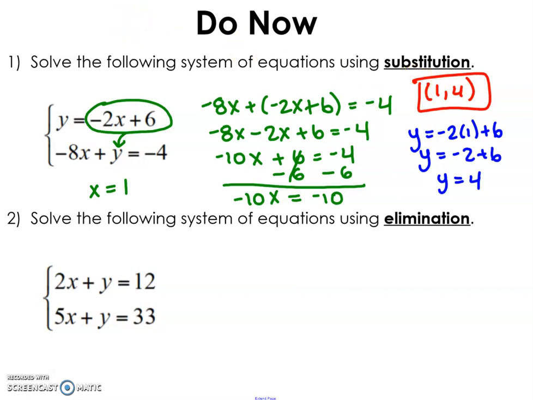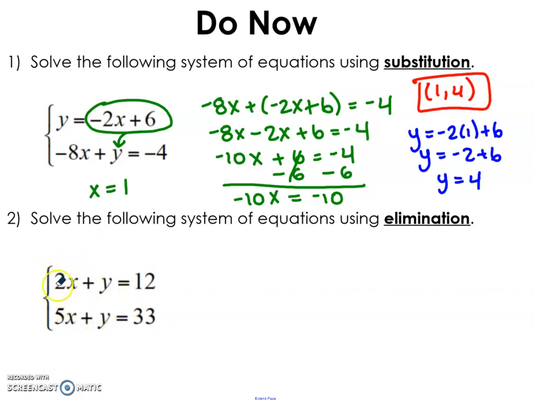Okay, another way to solve a system of equations is to use elimination. So elimination is when we want to eliminate one of the variables. Now in this example, we could solve for y to get y by itself and use substitution, but we want to get used to using elimination. When you're using elimination, you want to make sure that whatever variable you're eliminating, the coefficient of that variable is the same and the signs are opposite.